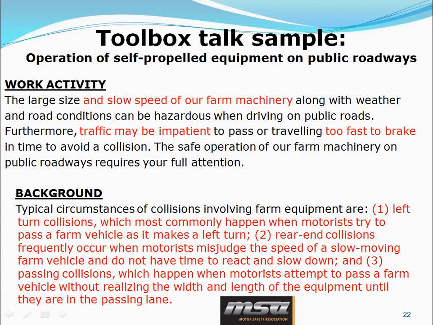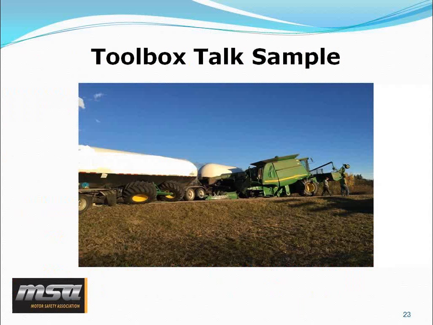Or situations are happening with passing collisions, when motorists attempt to pass a farm vehicle without realizing the width and length of that piece of equipment. So they may not understand how wide that header is that we're transporting on the front of our combine harvester. So keep in mind where the people are coming from, that they may not have all the information that you may have working at the dealership when it comes to equipment.